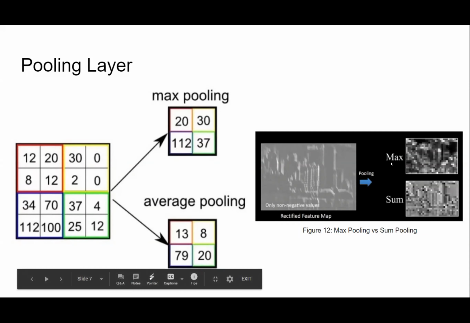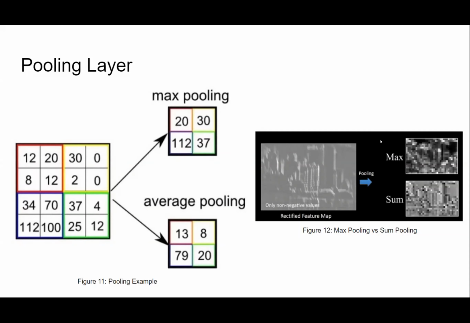On the right here, you can see an example of what it looks like. You can see some features going through. It's a little bit hard for us to see, but this shows the results of different types of pooling.